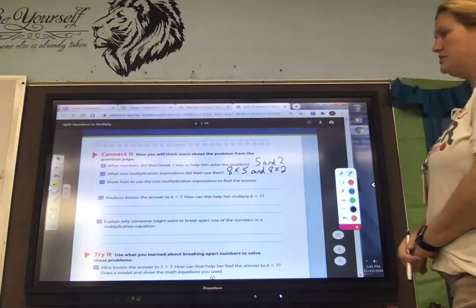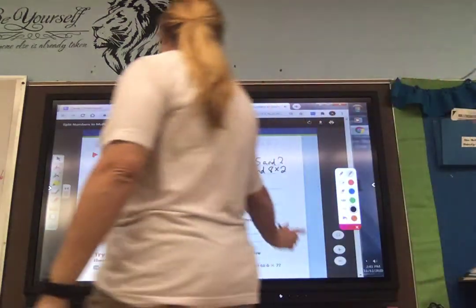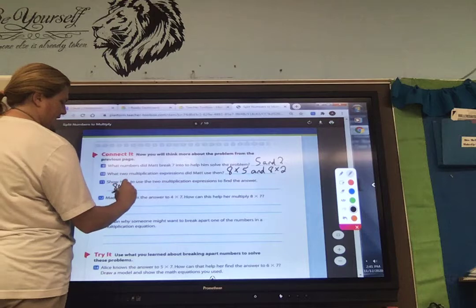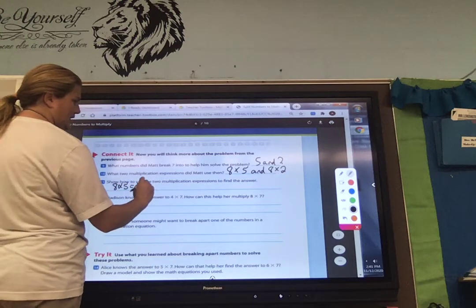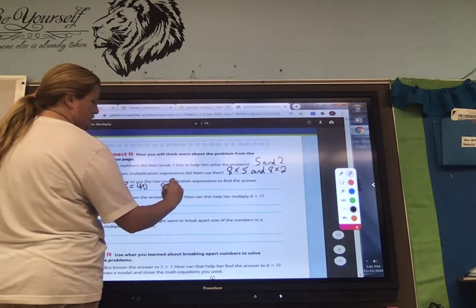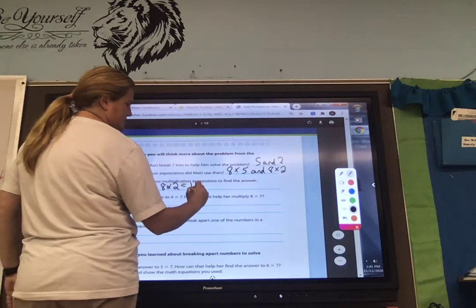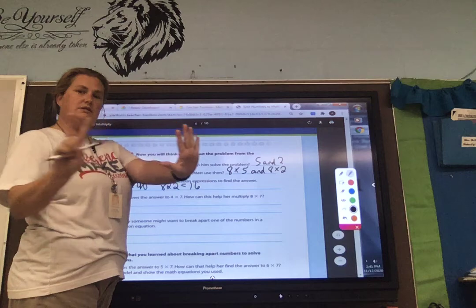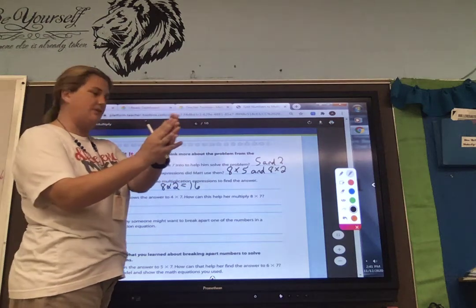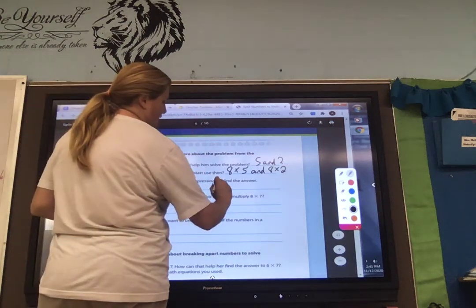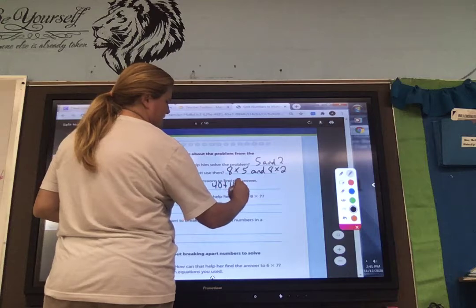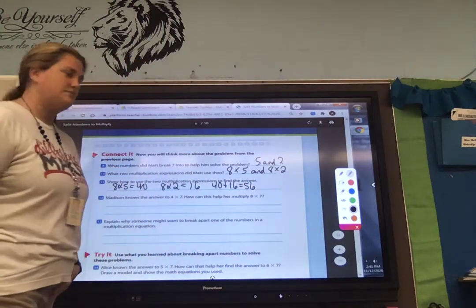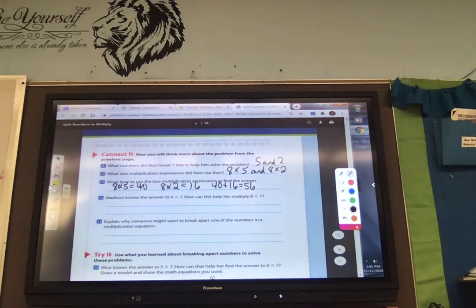Show how to use the 2 multiplication expressions to find the answer. All right, let's do that. What is 8 times 5? 40. And what is 8 times 2? 16. And then let's put those 2 answers back together. Remember, we're the ones that broke it apart, so we've got to, at the end, put them back together. 40 plus 16 is 56. And we also know 8 times 7 is also 56.